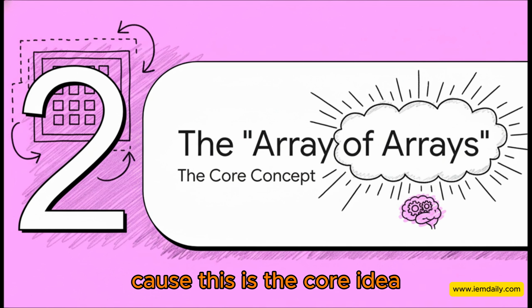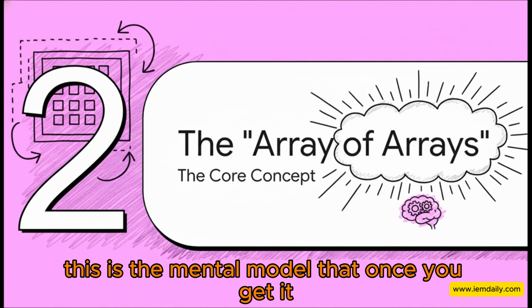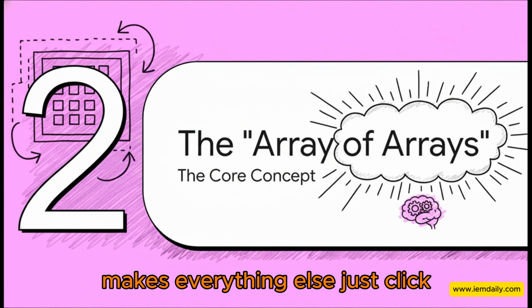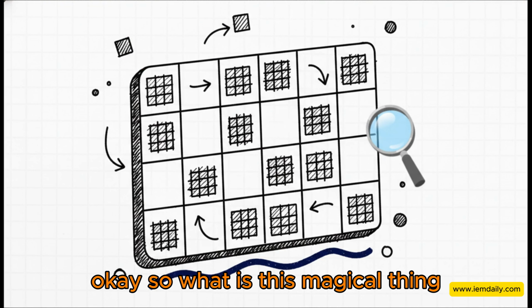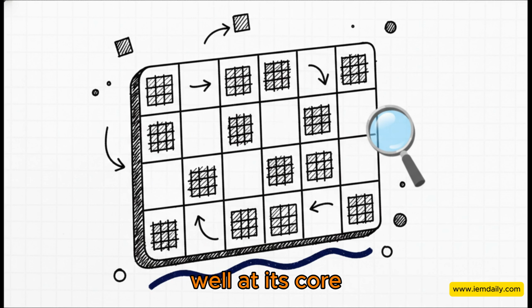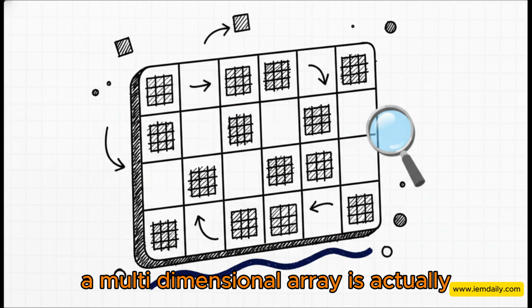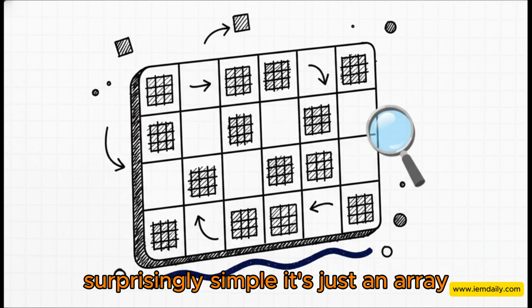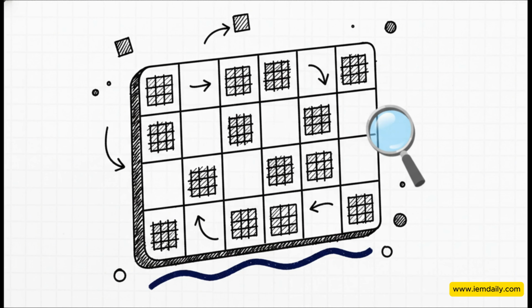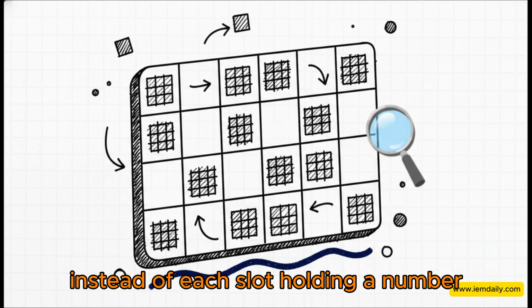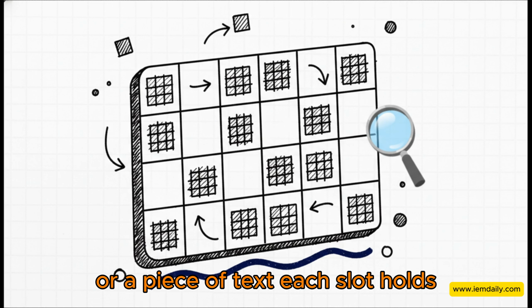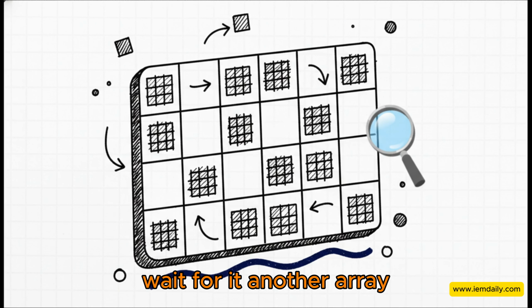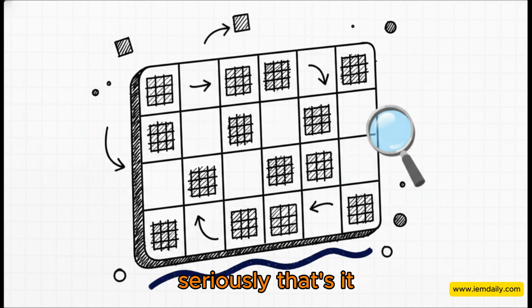Now listen up, because this is the core idea. This is the mental model that, once you get it, makes everything else just click. Okay, so what is this magical thing? Well, at its core, a multidimensional array is actually surprisingly simple. It's just an array. But here's the twist. Instead of each slot holding a number or a piece of text, each slot holds, wait for it, another array. Seriously, that's it. That's the whole secret.